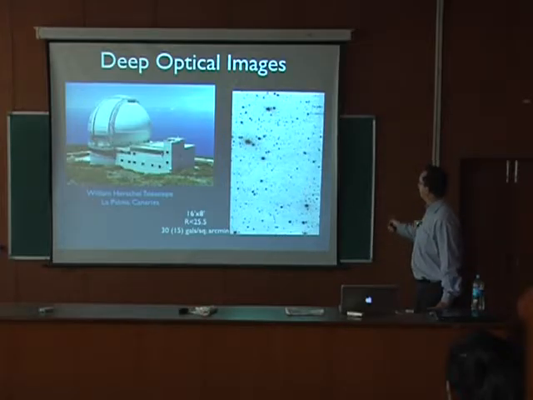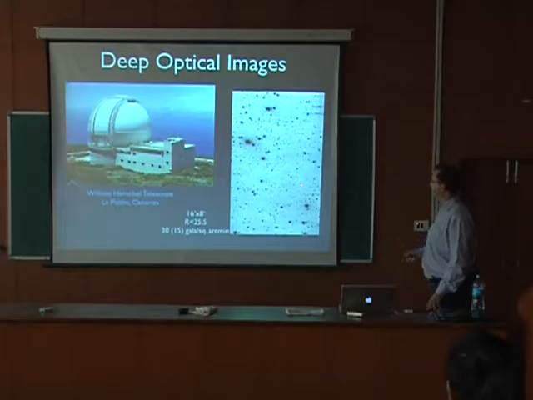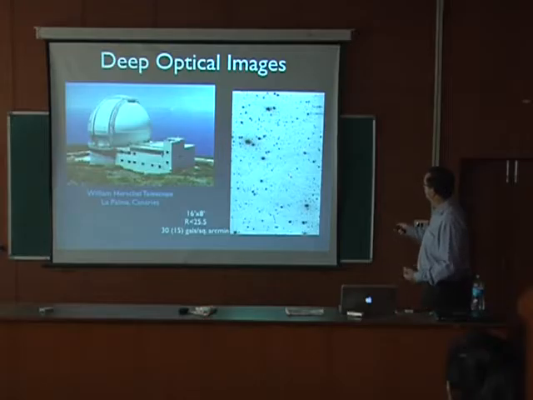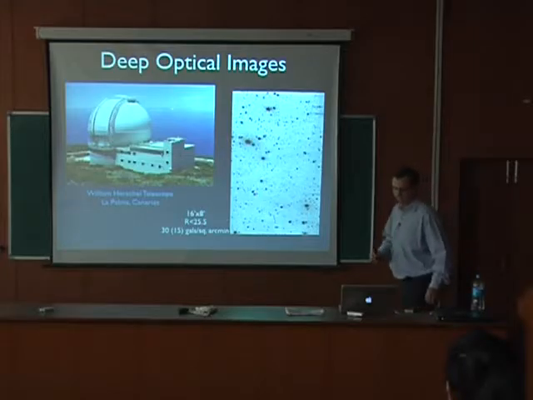And one gets images like this. Again, this is one of the images we used for the early weak lensing measurements. Here, of course, the white corresponds to a low number of photons detected, and the black corresponds to a large number of photons detected.